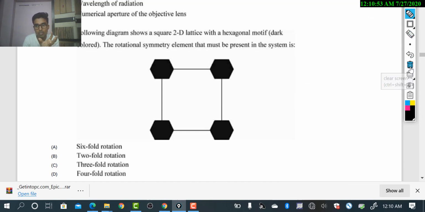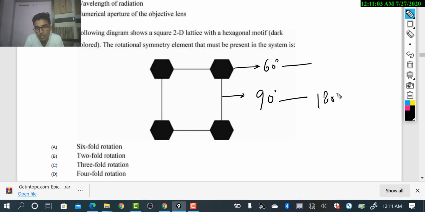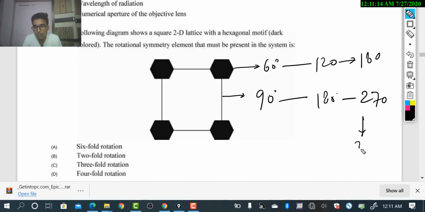So let's take it simultaneously. The square is repeating itself by 90 degrees, but the hexagon is repeating itself by 60 degrees. Next, the square repeats after 180 degrees and the hexagon after 120 degrees. The square repeats by 270 degrees, then 360 degrees, and the hexagon by 240 degrees, 300 degrees, and 360 degrees. So what do you get? The common angle will show the combined rotational symmetry.